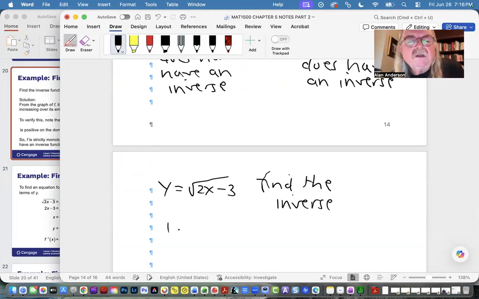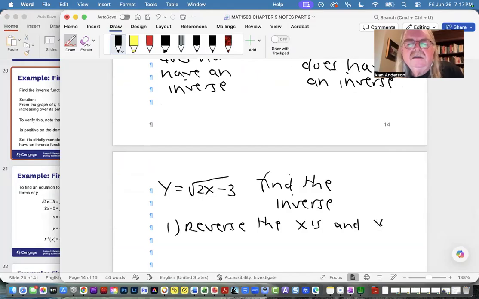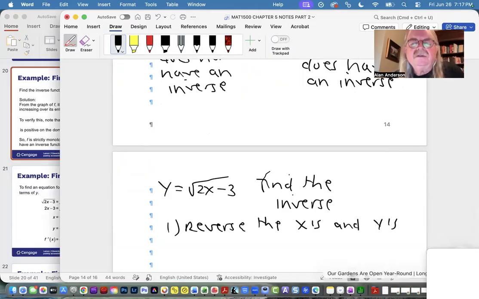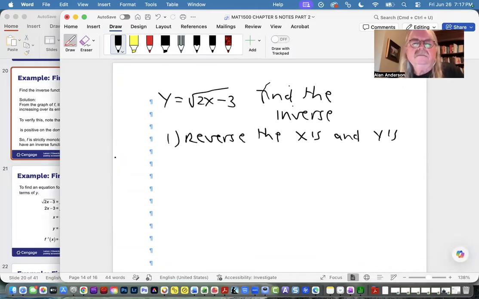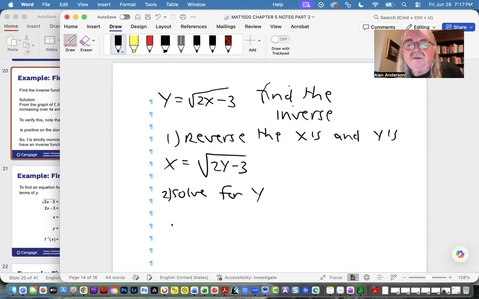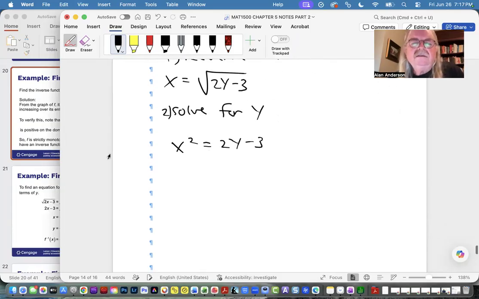So what you do is one, reverse the x's and y's. So this becomes x equals, and then two, solve for y. So I square both sides, and then I add the 3, and then divide out the 2.